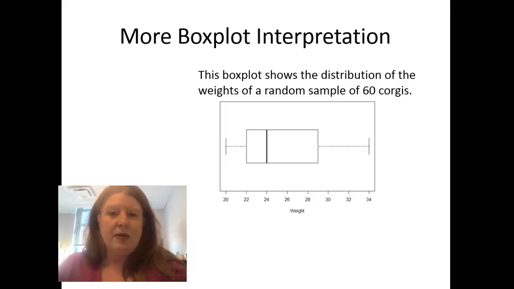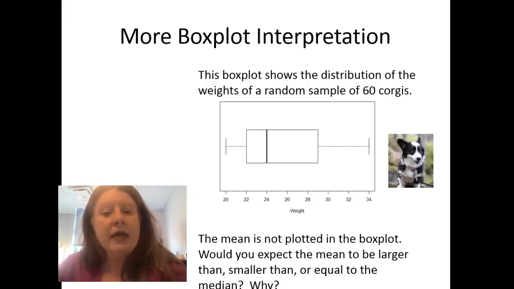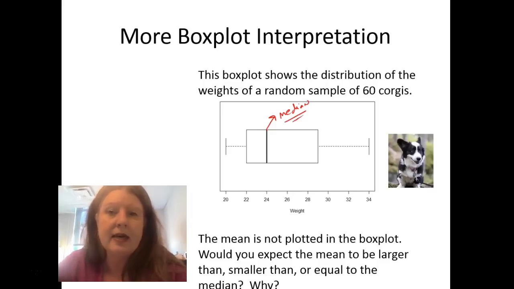So here's another box plot. The box plot below shows the distribution of the weights of a random sample of 60 corgis. So corgis are dogs. Here's a corgi if you're not sure what they look like. The mean is not plotted in this box plot, but I want to know what you would expect it to be based on what you're seeing here. Do you think it would be larger than, smaller than, or equal to the median? And remember, that line in the box is our median. That's the middle value in the data set.